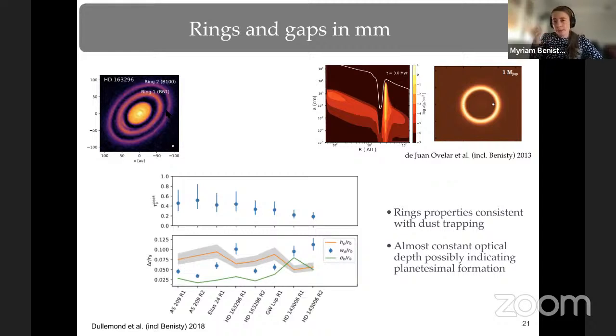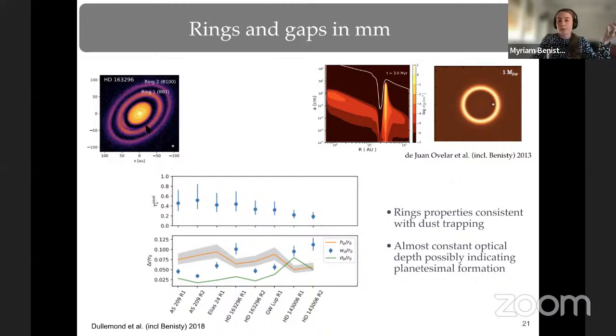So a way to test whether these rings are dust trapped is to look at their width. And basically, if we find that their width is smaller in the dust than in the gas, it's a strong indication that the dust particles are in a narrow region that is a trap. And these two rings correspond to these two points here, here, and here. And what we found in this, for example, is that the second ring, which is very narrow, could actually be a dust trap.